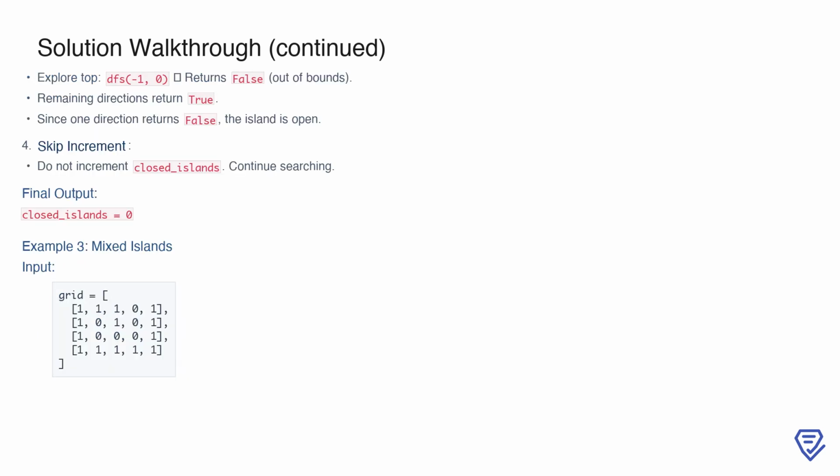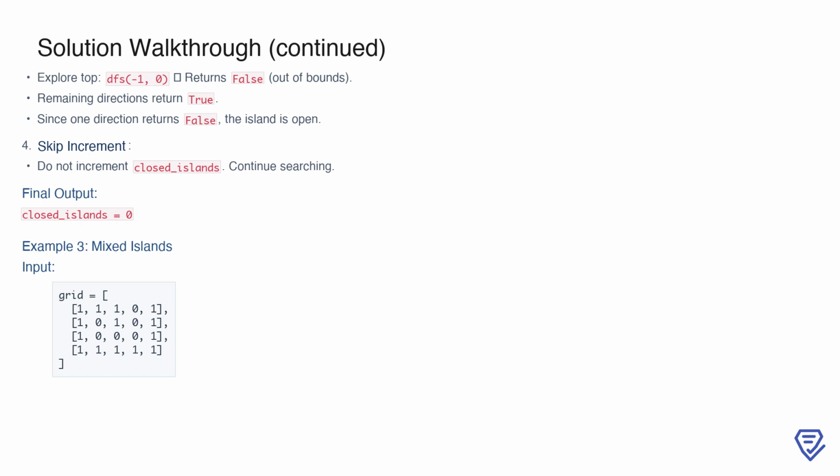When exploring from grid[0][0], the DFS call to the top, DFS(-1, 0), returns false because it's out of bounds. The remaining directions return true, but because one direction leads to the grid's border, this indicates the island is open. Since the island is not closed, we do not increment closed_islands. The search continues, but no other closed islands are found in the grid. The final count remains closed_islands equals 0.